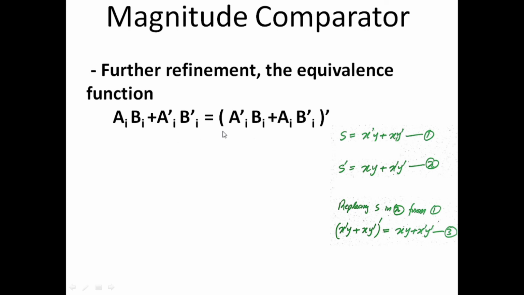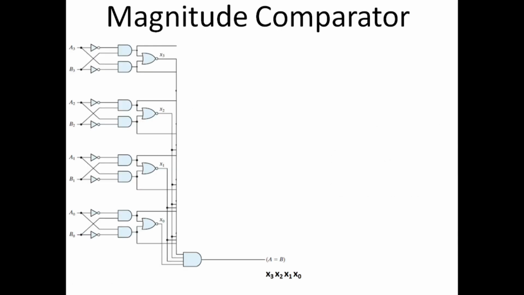In our case we are using Ai and Bi, so that's why we can say that AiBi + Ai'Bi' is equal to (Ai'Bi + AiBi')'. So they are syntactically the same. Okay, so I hope this is clear. So we would be using this equation in the implementation of the magnitude comparator with the logic gates. Okay, so let's begin with the implementation.